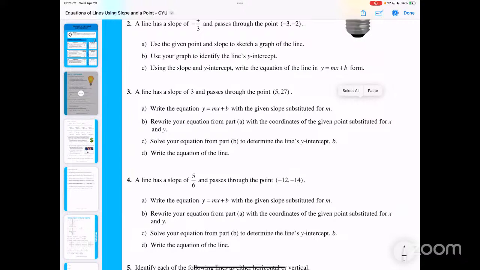And then Nishal, where did you get 5 for m? Where did you find that? I mixed up the coordinates. Okay. Let me see your work.